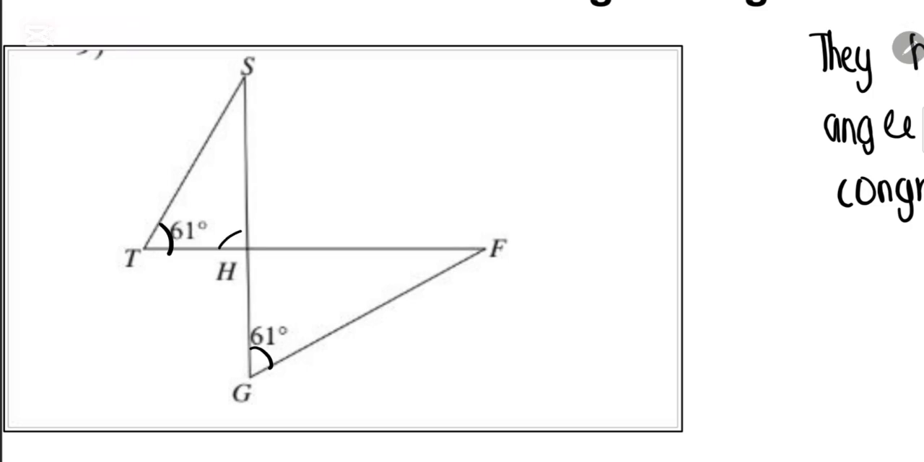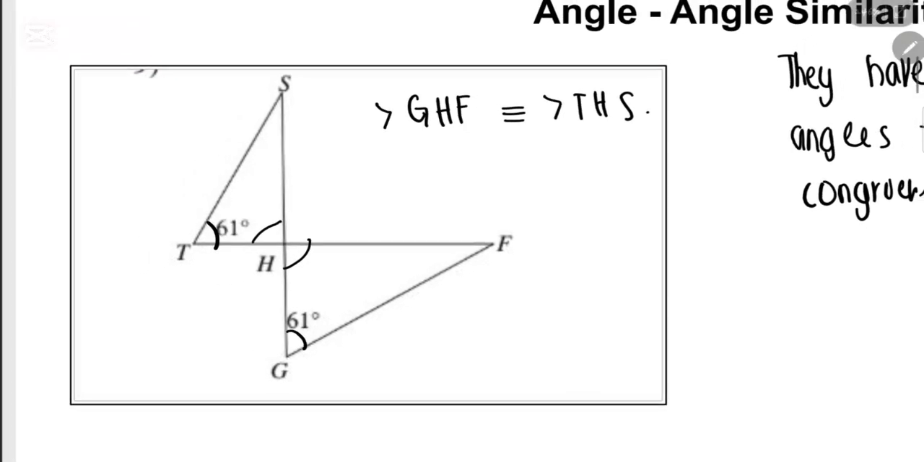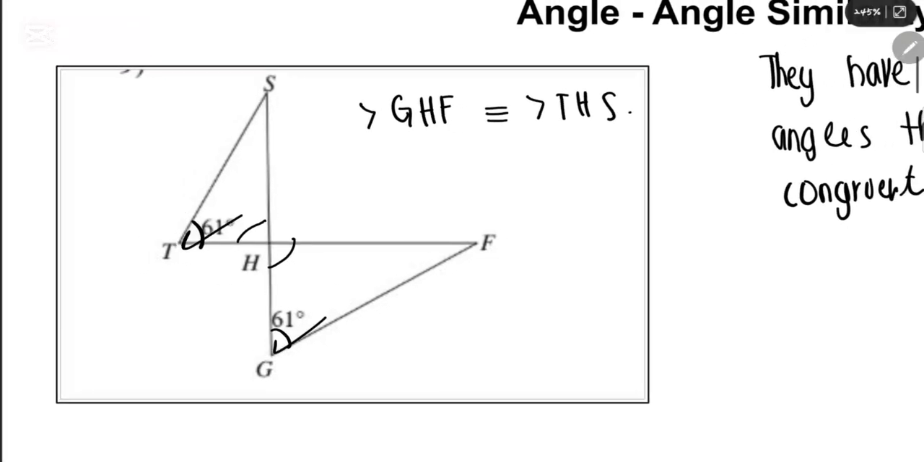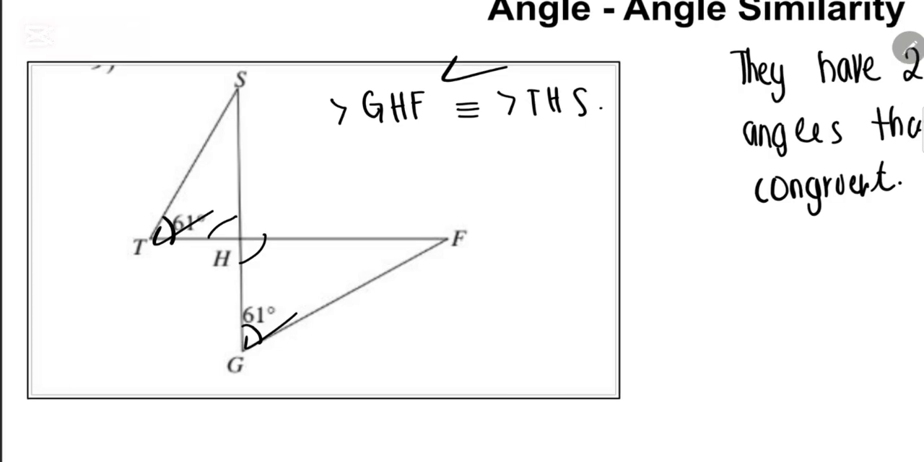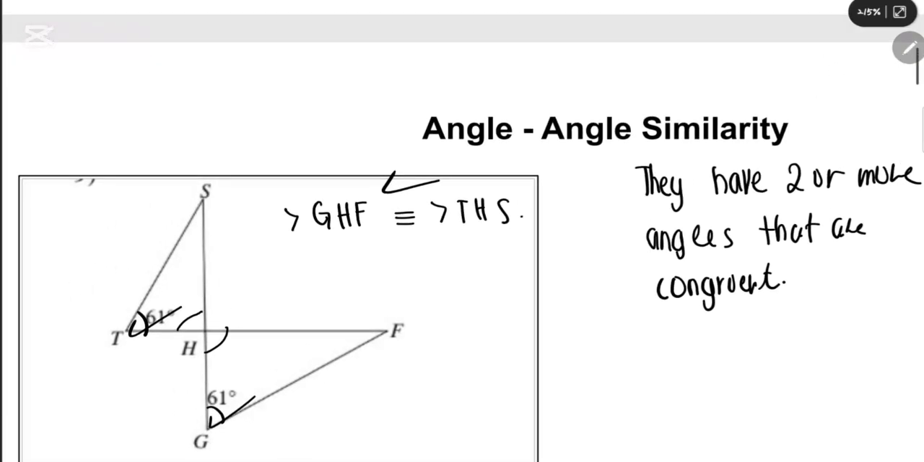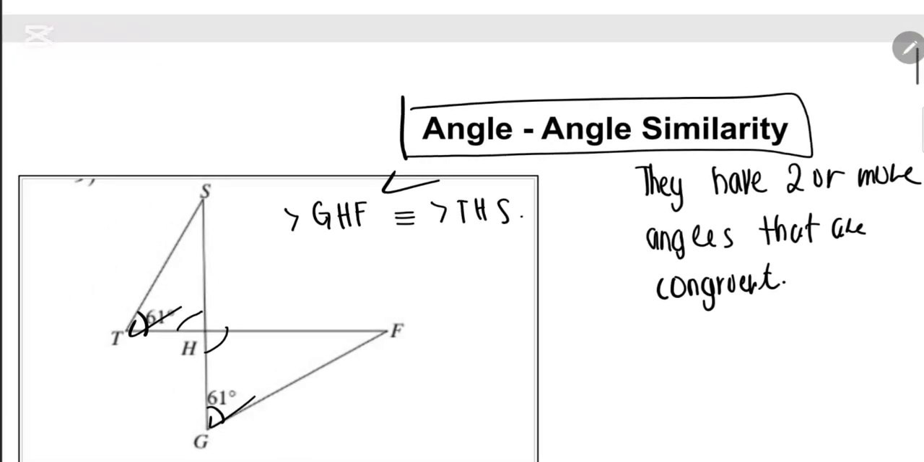But also, this angle, this spot H here, so angle GHF is equal to angle THS because they're opposite angles. If you guys go back to our grade 9 lesson that talks about angle properties, you know this. Opposite angles, they're the same. Alright, so the 61s are the same and this one is the same, therefore they are similar triangles, right? And they meet this angle-angle similarity.